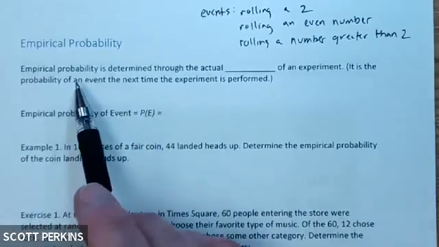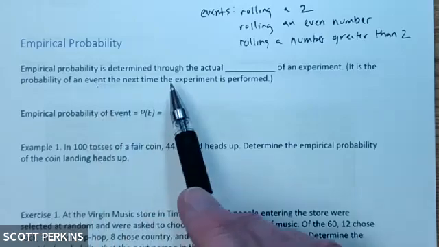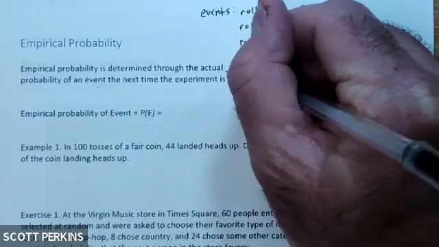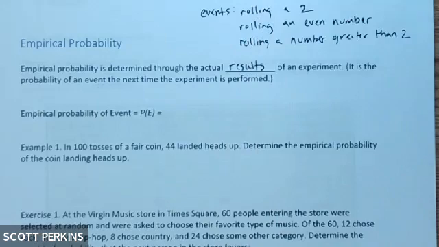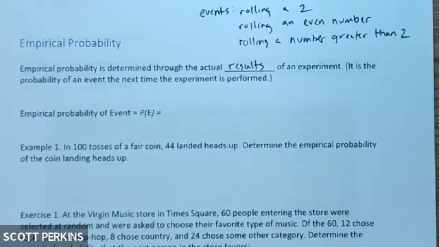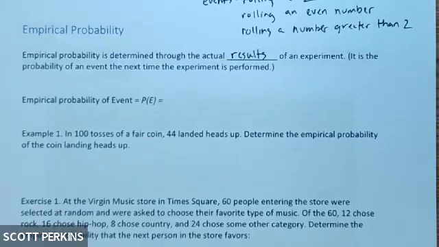Empirical probability is determined through the actual results of an experiment. So what you have is the probability of an event the next time the experiment is performed. So for empirical probability, you're actually looking at data. You're not necessarily looking at what should happen in theory. We're going to talk about that. That's the other type of probability called theoretical probability. We'll talk about that in a minute. But for empirical probability, we are just looking at the actual results.